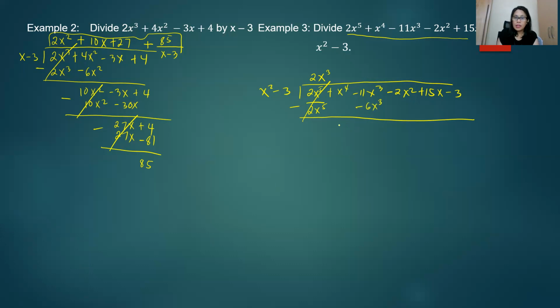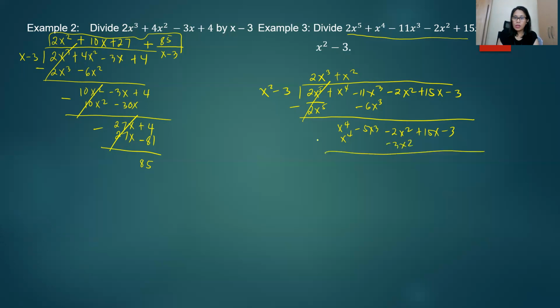So this will be canceled. So we'll bring down x to the fourth. So this is negative 5x cubed, negative 2x squared, plus 15x minus 3. And then perform again division, x to the fourth divided by x squared. So we have x squared here. X squared times x squared, so we have x to the fourth. X squared times negative 3, we have negative 3x squared.